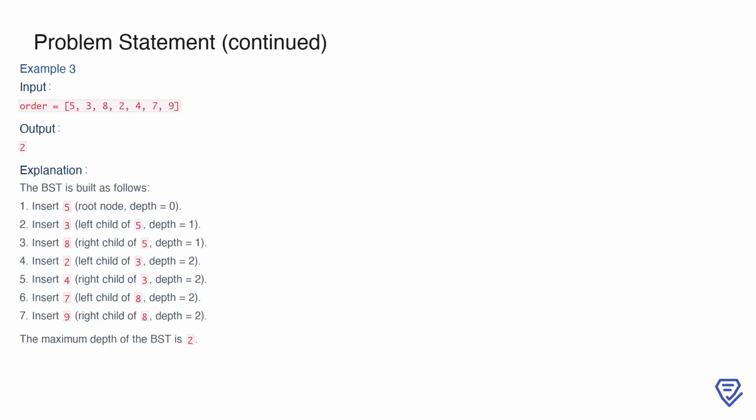For the third example, the input array is 5, 3, 8, 2, 4, 7, 9. First, 5 becomes the root node at depth 0. Next, 3 is inserted to the left of 5 at depth 1, and 8 is inserted to the right of 5, also at depth 1. Then, 2 is inserted to the left of 3 at depth 2, and 4 is inserted to the right of 3, also at depth 2. Similarly, 7 is inserted to the left of 8 at depth 2, and 9 is inserted to the right of 8, also at depth 2. In this case, the tree is more balanced, and the maximum depth of the BST is 2, which is the output.